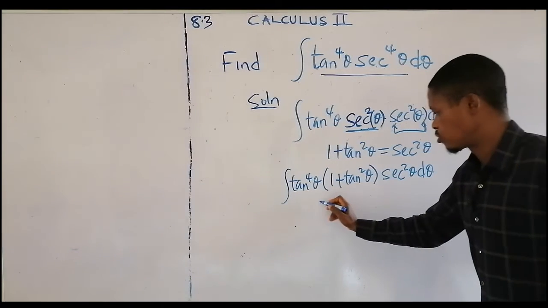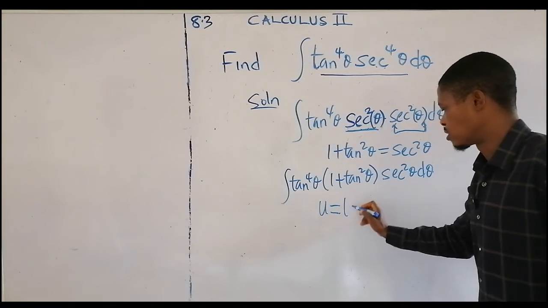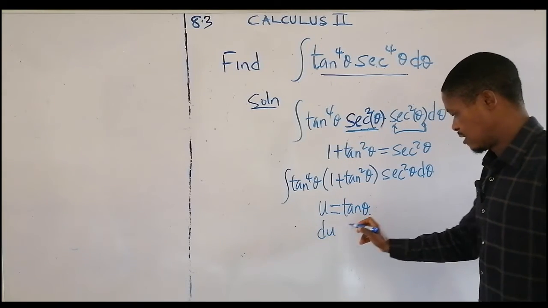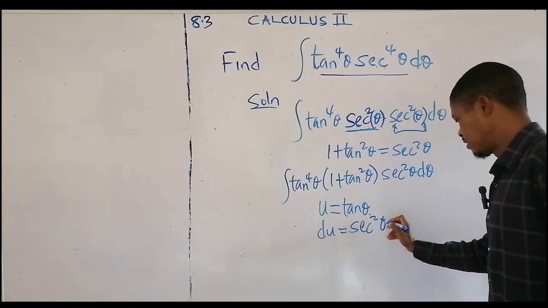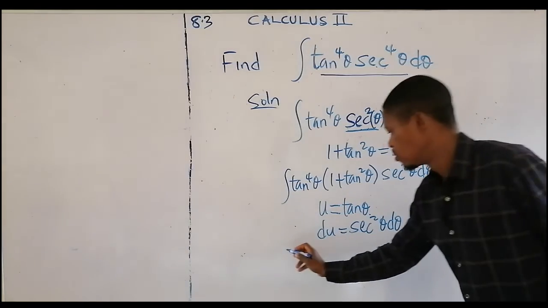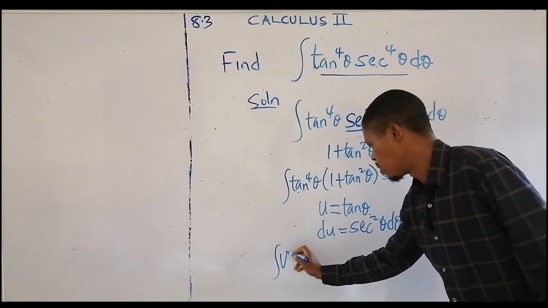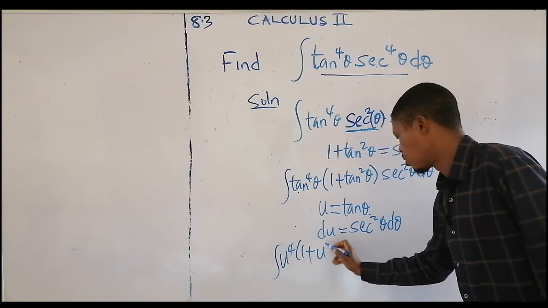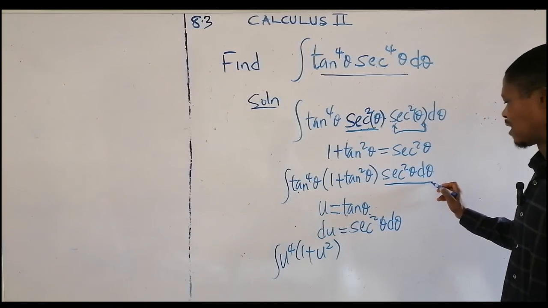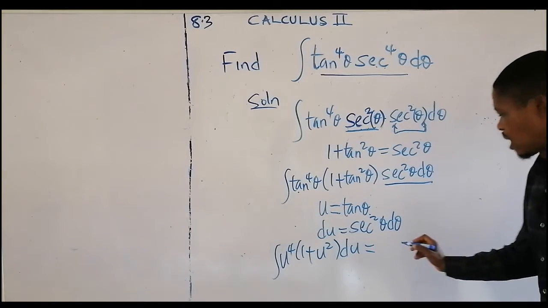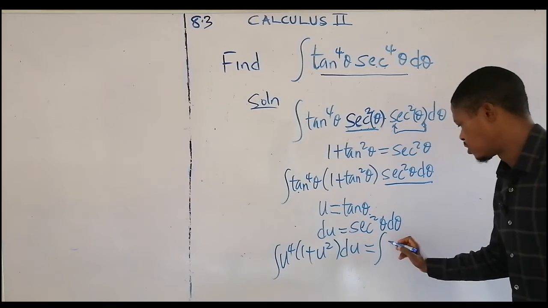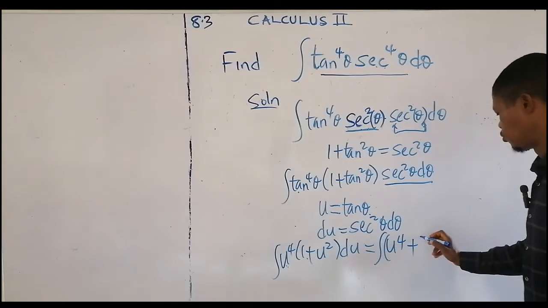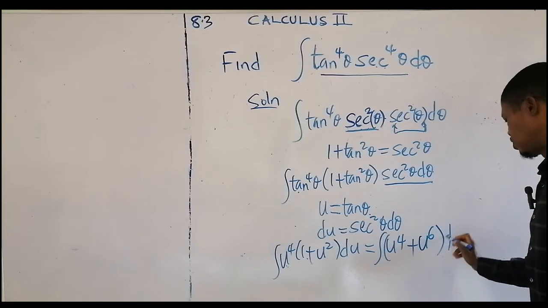Then the next thing to do is the u-substitution. Let u be tan theta. So differentiating u with respect to theta gives sec squared theta d theta. So we now have the integral of u to the power 4 times 1 plus u squared, du. Then we can do the expansion: u^4 times 1 plus u^2 gives u^4 plus u^6, du.